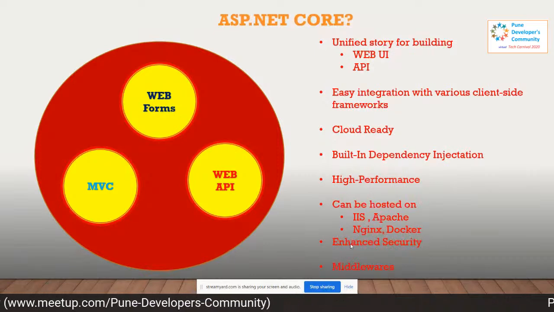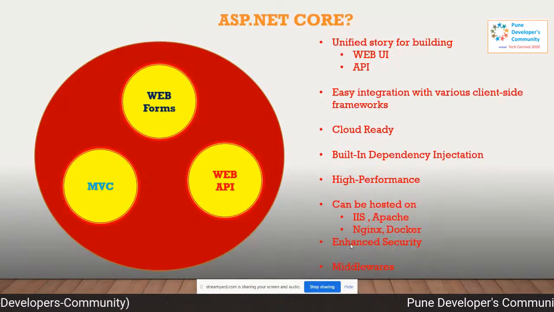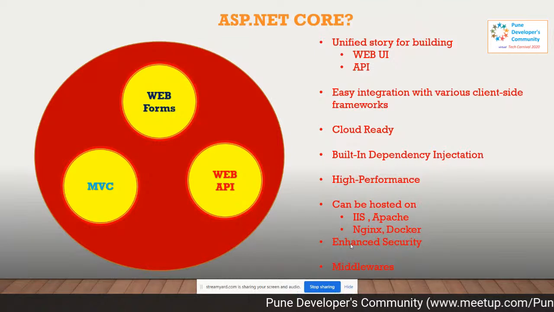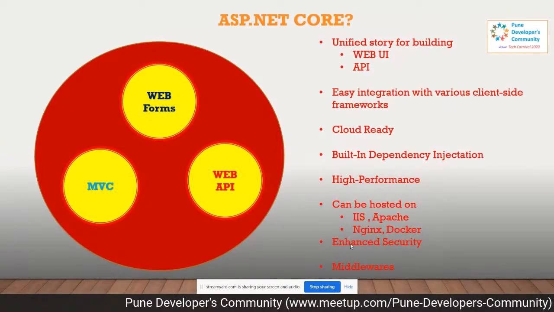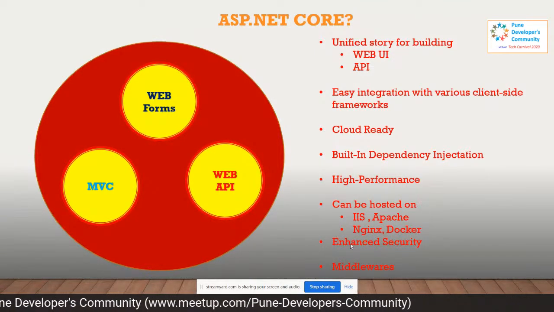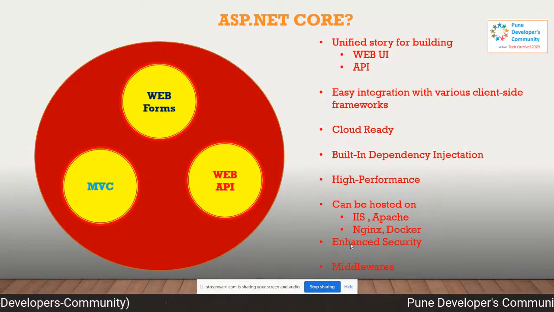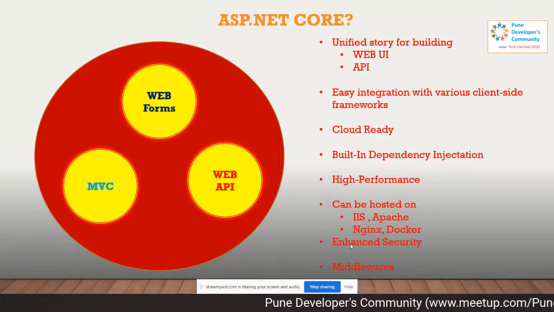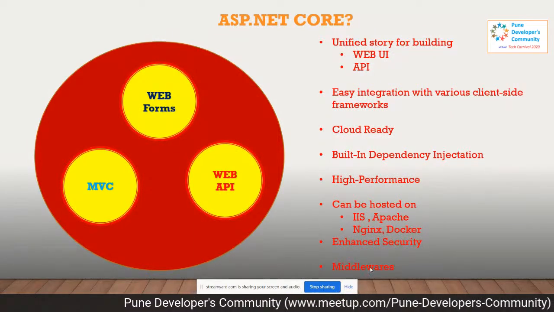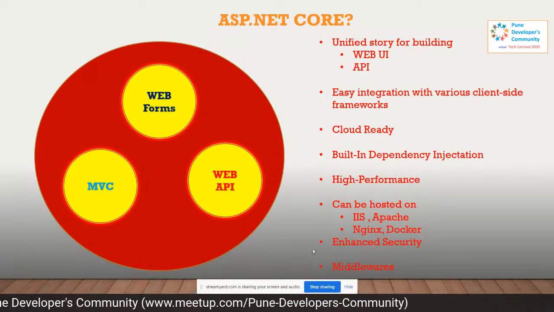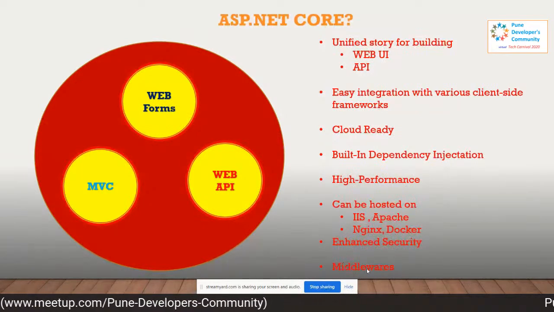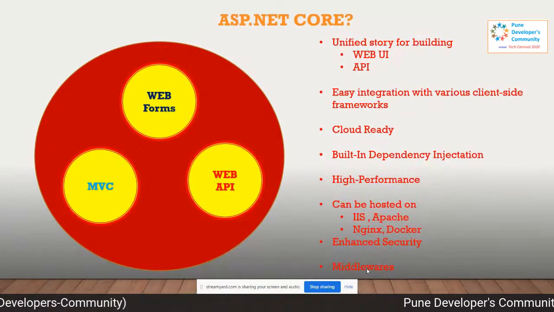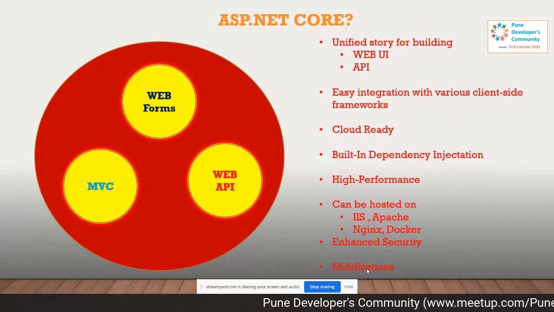So now the thing is that over here, to make it cross-platform, or to support the request processing features across all the platforms, whether you use IIS, Apache, Nginx, or Docker, ASP.NET Core has provided us something called middlewares. Middlewares. This is the heart of ASP.NET Core.